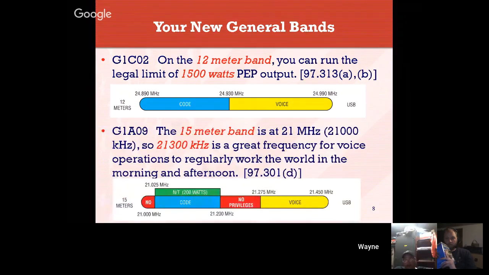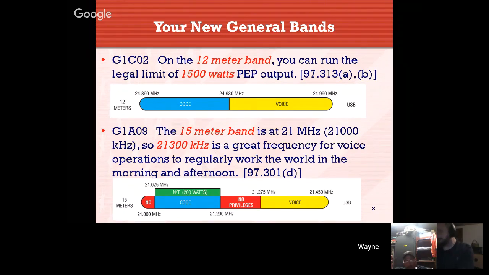The 15-meter band is at 21 megahertz or 21,000 kilohertz, depending on how you want to talk about it. So 21,300 is a great frequency for voice operations to regularly work the world in the morning and afternoon. Yeah, 15-meter band is quite an interesting band, particularly when you have the MUF times. You can pretty much work the world. And it specifies morning and afternoon.